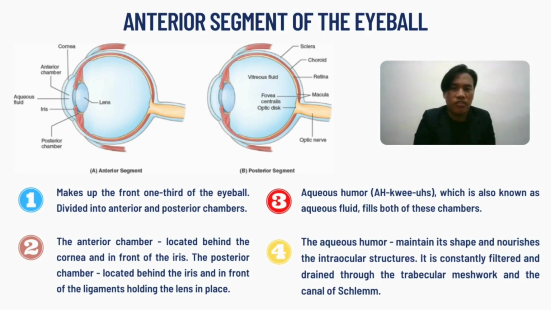This segment is divided into anterior and posterior chambers, so don't confuse them. The anterior chamber is located behind the cornea and in front of the iris. The posterior chamber is located behind the iris and in front of the ligaments holding the lens in place.